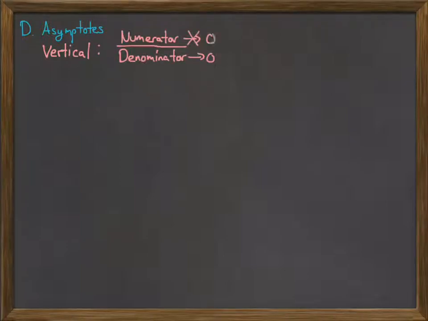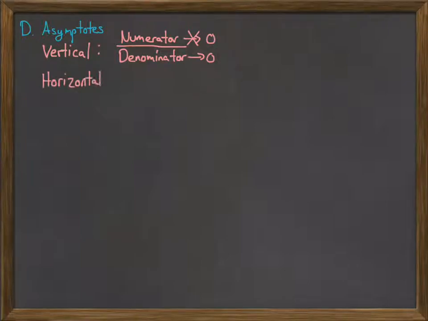And we talked about asymptotes. The vertical asymptote is when the denominator goes to 0, but it's important to remember that you also need the numerator to not go to 0. So 0 over 0 doesn't give you a vertical asymptote, but 1 over 0 does.